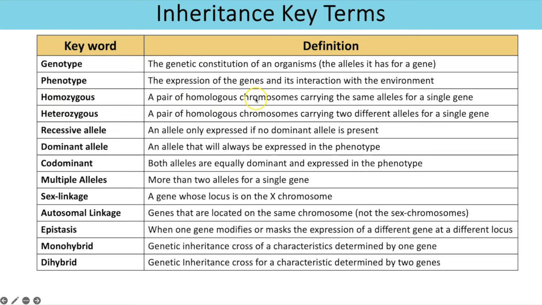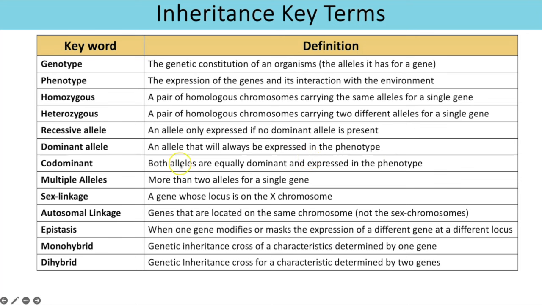Homozygous means a pair of homologous chromosomes carrying the same alleles for a single gene, whereas heterozygous is when you have 2 different alleles for a single gene. We've got our recessive, dominant and co-dominant alleles. Recessive alleles are only expressed if there are no dominant ones present. Dominant alleles are always expressed.